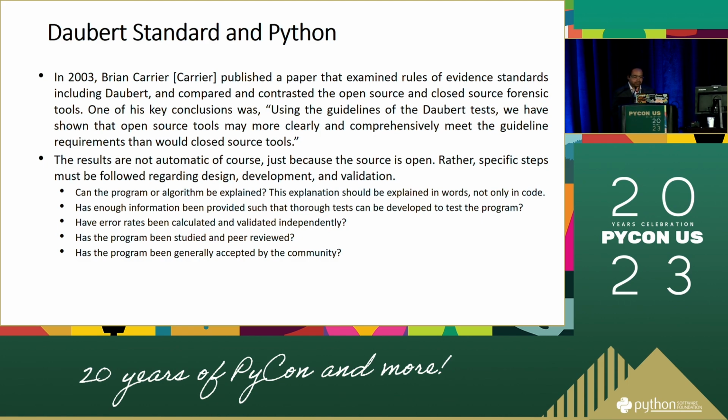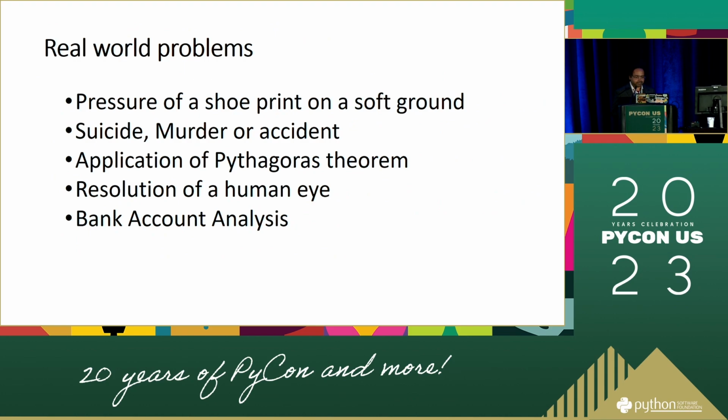So if we see the Daubert standard and Python's features here, there is a one-to-one mapping. That's why we are going for Python. We can also go for some other programming language which is more open source, provided it satisfies these illustrative factors and conditions. Now let us discuss a few real world problems. The first one is the pressure of a shoe print on soft ground. Then the next problem after that: suicide, murder or accident.